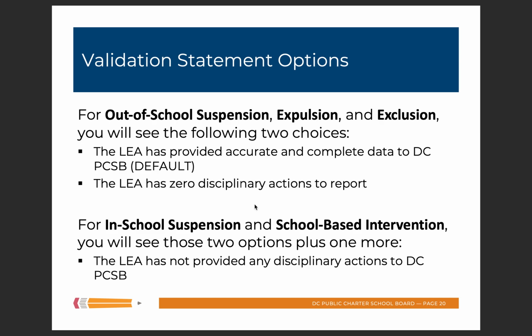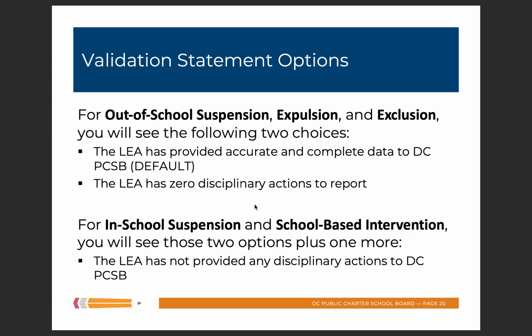For out-of-school suspension, expulsion, and exclusion, you will see two choices. The LEA has provided accurate and complete data to DC PCSB, which is the default, or the LEA has 0 disciplinary actions to report. For in-school suspension and school-based intervention, you will see those two plus one additional option. The LEA has not provided any disciplinary actions to DC PCSB.